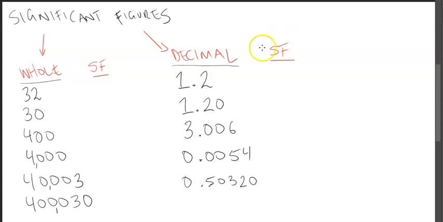So what do I mean by this? Let's have a look at this list of whole numbers. This 32 here holds two significant numbers. Right here we have the number 3 and the number 2. Both of these numbers are non-zero, so there are two significant numbers, plain and simple.